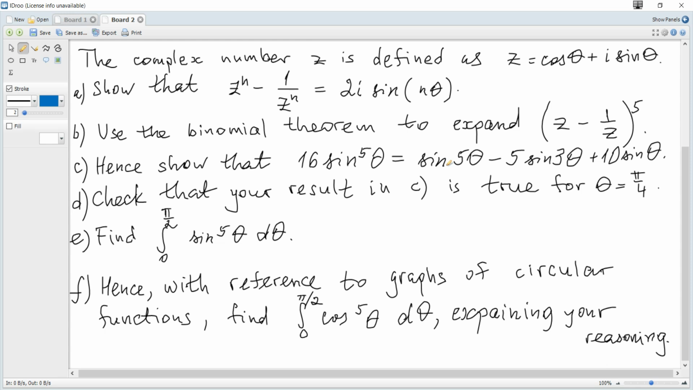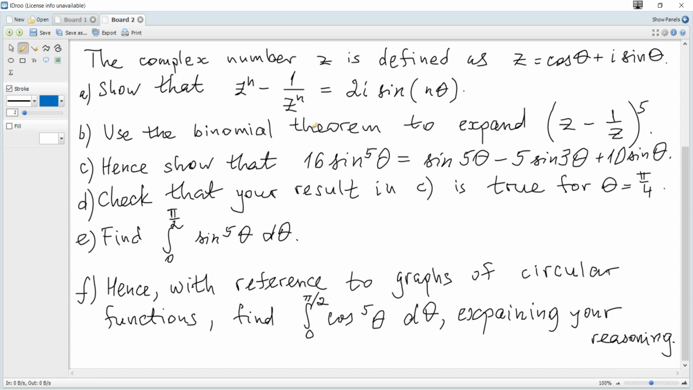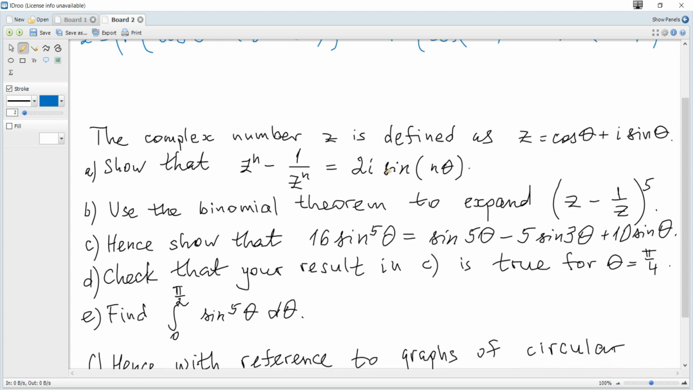The complex number z is defined as z = cosine of theta plus i sine of theta. Question A: show that z to the power n minus 1 over z to the power n is equal to 2i multiplied by sine of n theta. Since we can see that there is a complex number raised to some power, we know the de Moivre theorem.